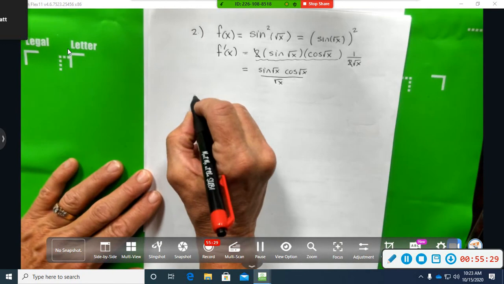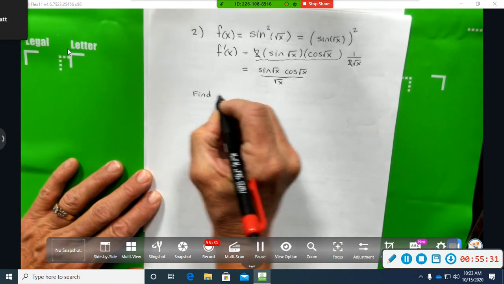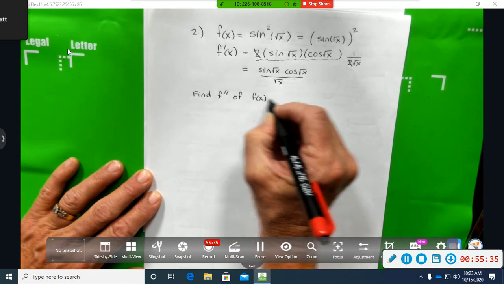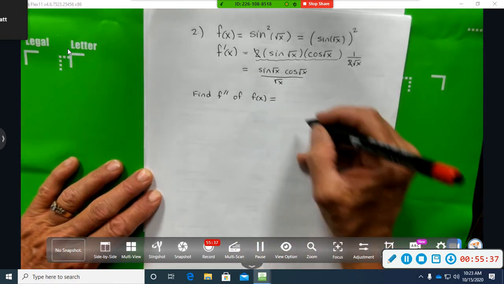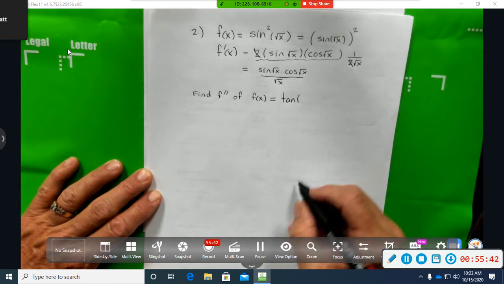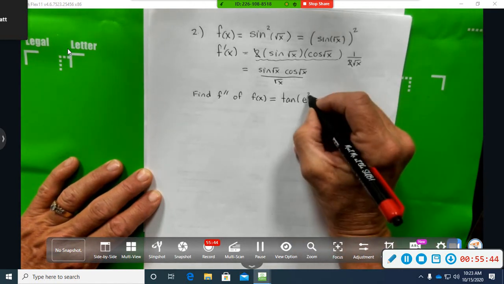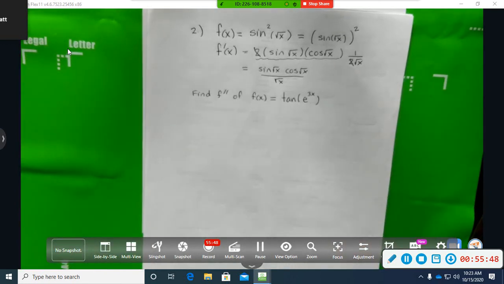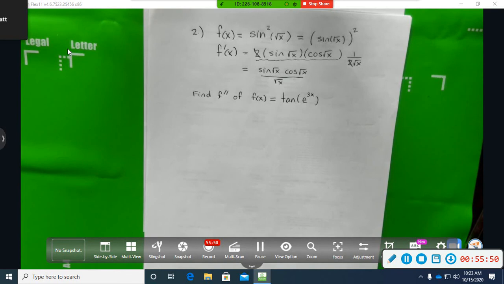Okay, the next one I want you to find the second derivative of f of x is equal to the tangent of e to the 3x. Second derivative of the tangent of e to the 3x.